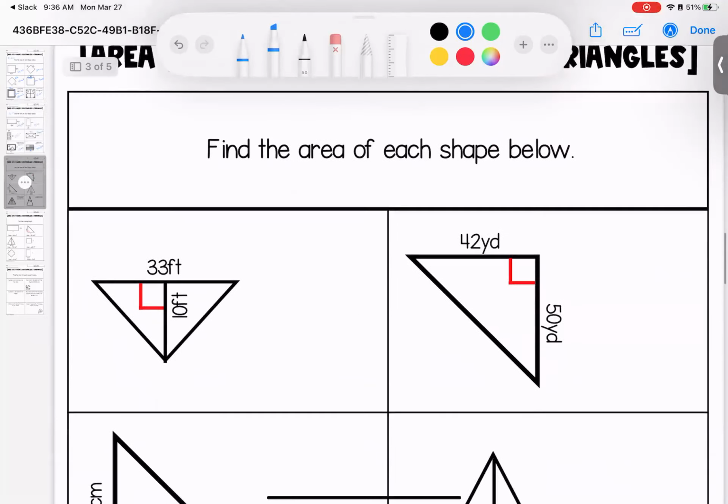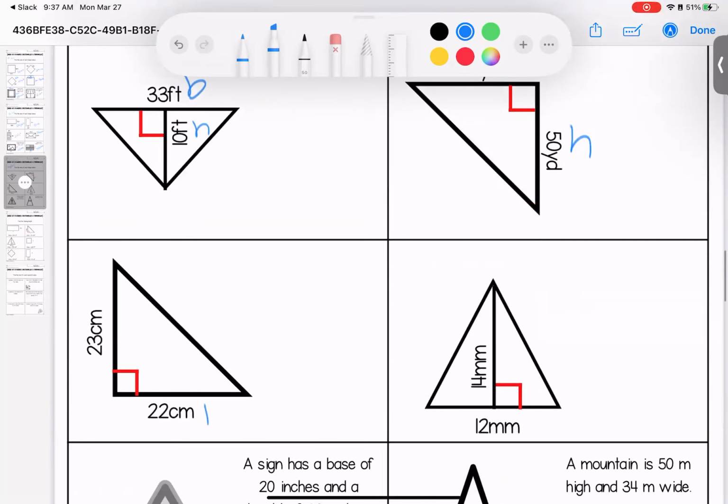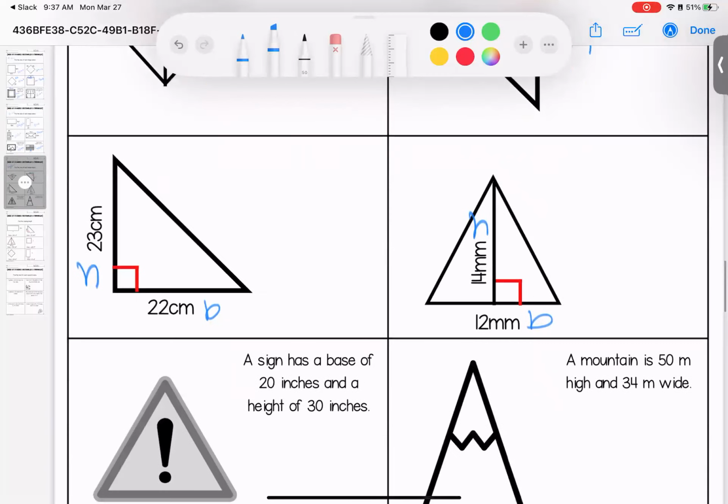All right, looking at the area. Area of a triangle is 1/2 times the base and height. I'm looking at my base and height. I'm going to go through and label them. Base and height so that we have them all labeled. And this tells us base and height. And this tells us base and height.